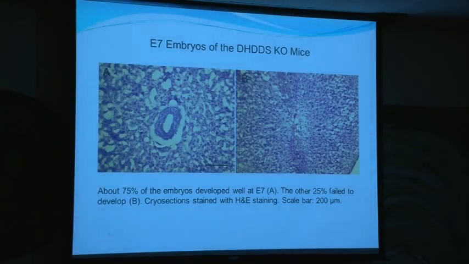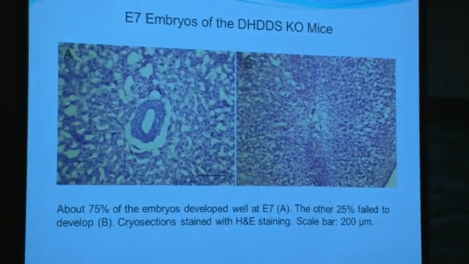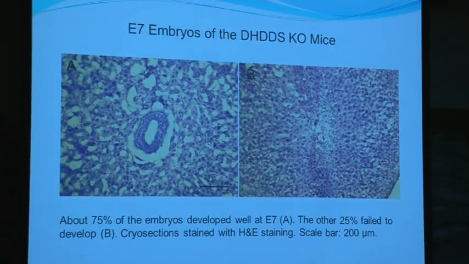This shows the DHDDS knockout mouse, and basically the knockout mice don't survive. It's a lethal mutation, and these are the E7 embryos. About 75% of the embryos developed well at E7, and the other 25% fail to develop, so basically this is a lethal mutation when you knock out DHDDS.